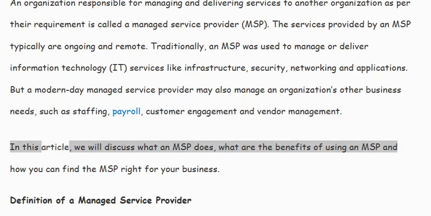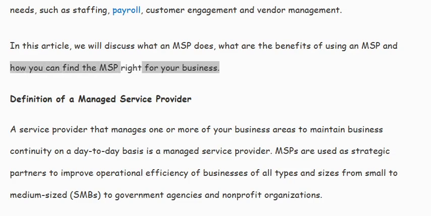In this article, we will discuss what an MSP does, what are the benefits of using an MSP, and how you can find the MSP right for your business.